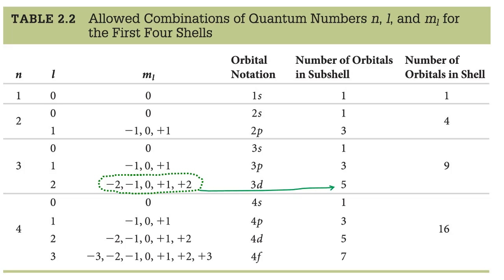So that's represented by L of 0 or an L of 1 or an L of 2. There are 5 values listed there for m sub l when n is 3 and L is 2. So I circled those in green. So what that means is that for a 3d subshell, 3 because n is 3, d because L is 2, that means for a 3D subshell there are 5 possible values for m sub l, which means there are 5 orbitals. That's why there are 5 orbitals, because there are 5 possible magnetic quantum numbers.